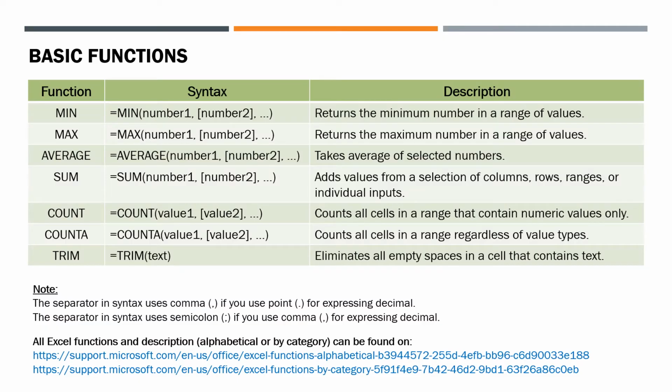And these are the basic functions of Excel. We have MIN, which returns the minimum number in a selected range of values. MAX returns the maximum number in a range of values. AVERAGE takes the average of the selected range. And SUM adds values from a selection, which might be a row, columns, ranges, or individual inputs. And COUNT counts all cells in a range that contain numeric values only. And COUNTA can count cells regardless of the value type, so it can count text and also currency.